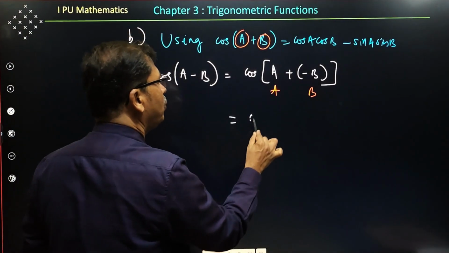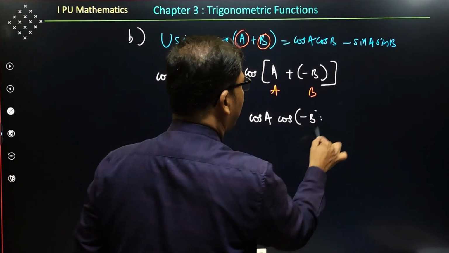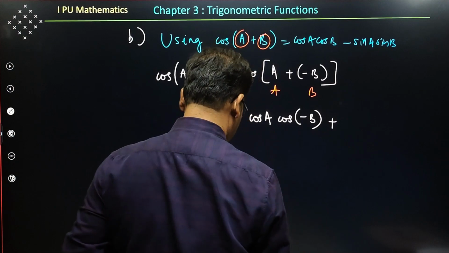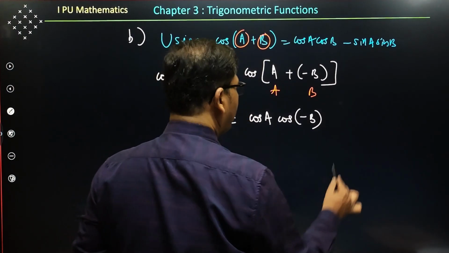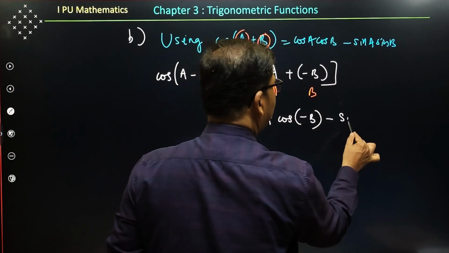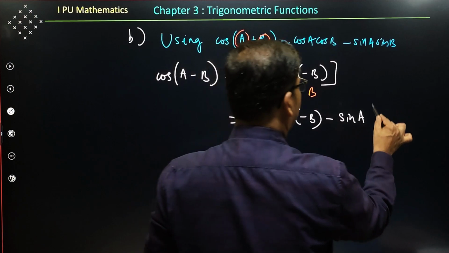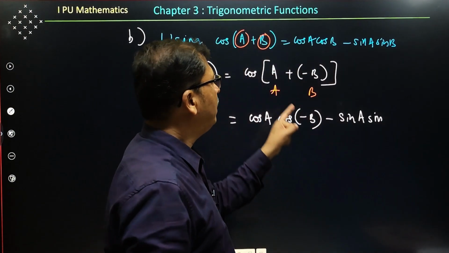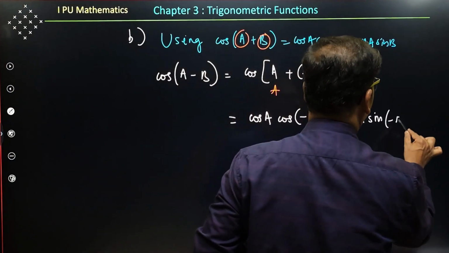By doing so, what can we write? Cos A cos B, that is, minus B you should write, don't write only B. Next, plus is there, sorry, minus is there in the rule. I'm going to write that minus sign as it is. Sin A as it is, and in place of B, minus B is there, so you write minus B.